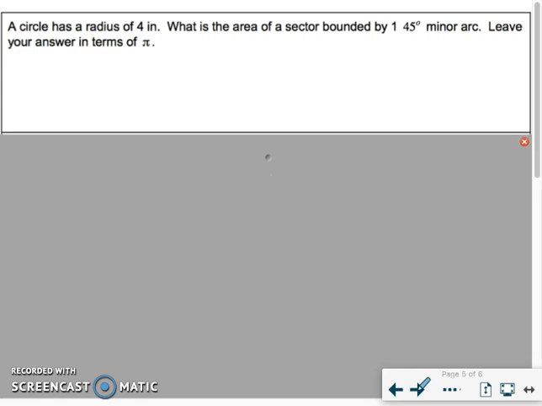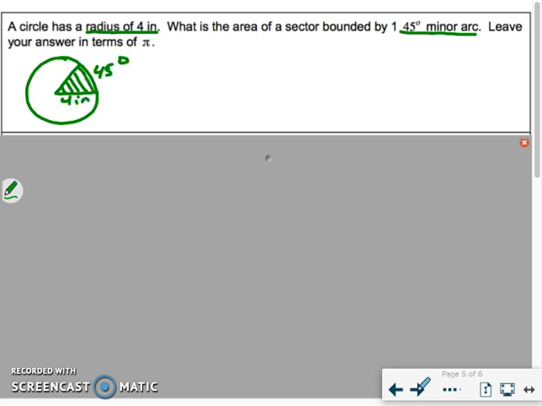This one doesn't have a picture, but a circle has a radius of 4. They want to know the area of a sector bounded by a 45-degree arc. You could draw a picture if you want. You don't need to, but we have a circle here, and then we have a sector, something like this, that they want to know the area of. This is 45 degrees, and this is 4 inches. So we're finding the area of that sector.